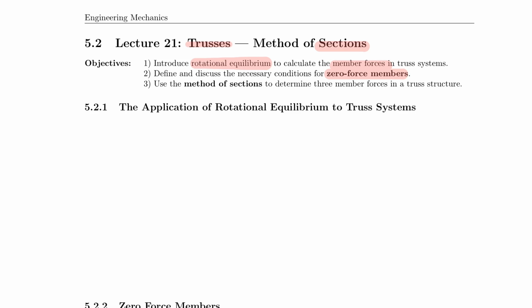And then our ultimate goal is to use the method of sections just to determine a maximum of 3 member forces. And you probably already can guess where the 3 comes from. So the third condition comes from the fact that now we're adding the rotational equilibrium. And so I have the 3 conditions: sum of the forces in X, sum of the forces in Y, and sum of the moments about any point. So that we can use to calculate 3 member forces in any truss structure.